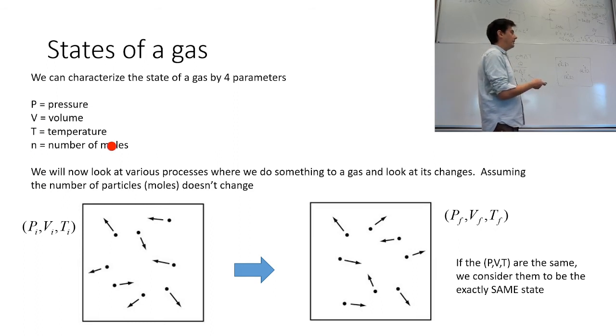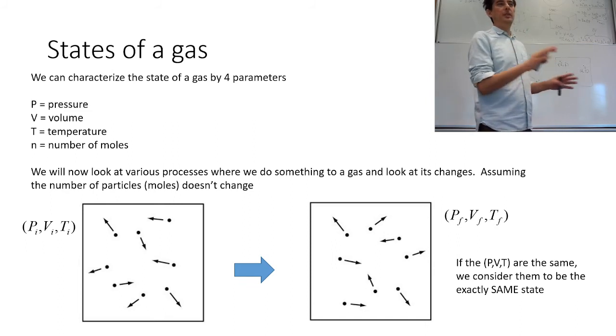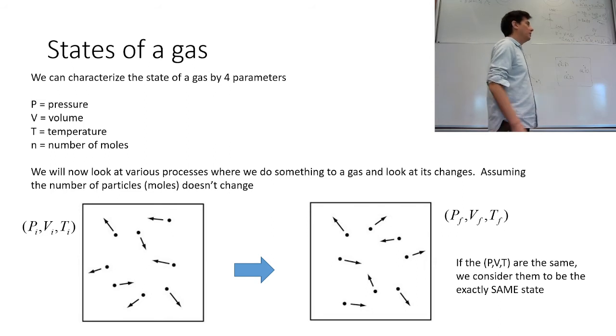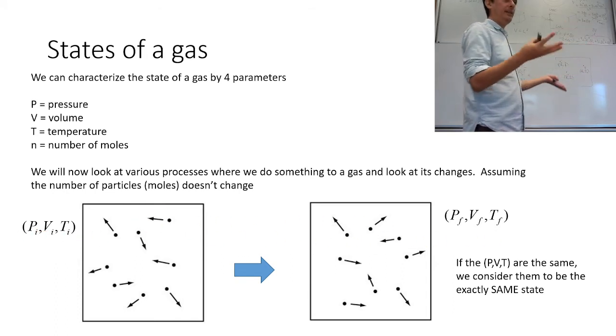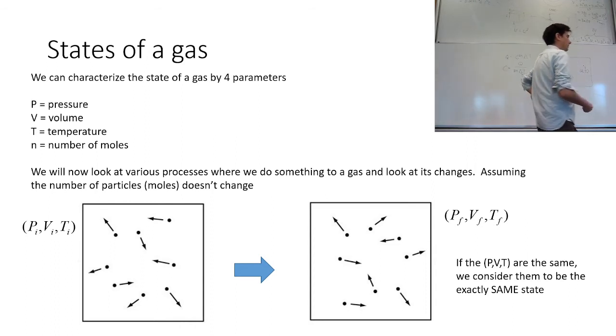So you have some container containing some gas, and then you might do something to it. Maybe the pressure, volume, or temperature will change, but the number of moles, which is the number of atoms, is not going to change. Because n is not going to change, we don't have to think about it so much. So often we're going to just think of these 3 variables: pressure, volume, temperature, and that characterizes the state of the system.